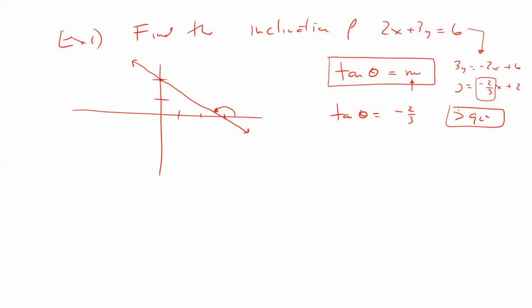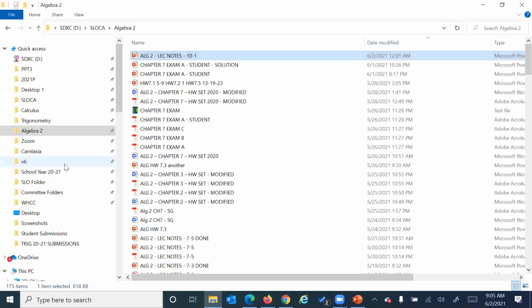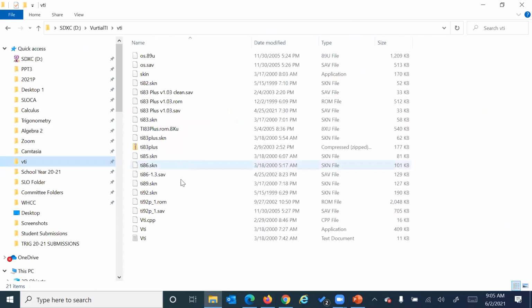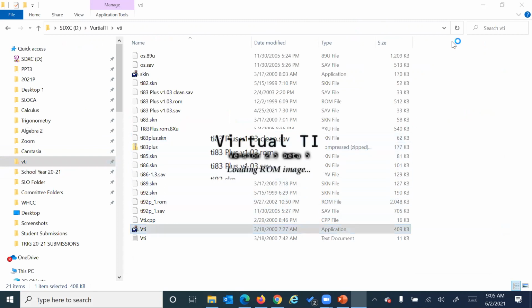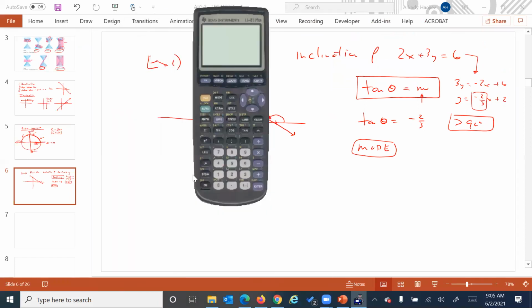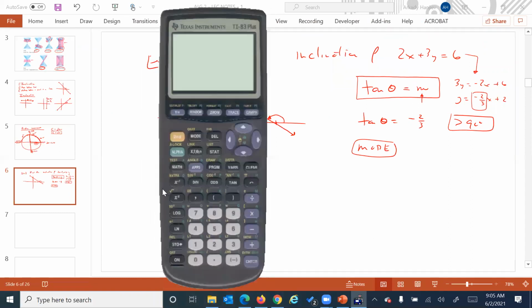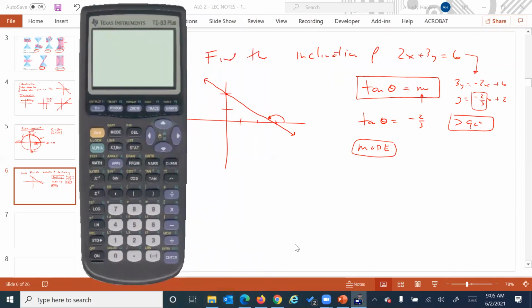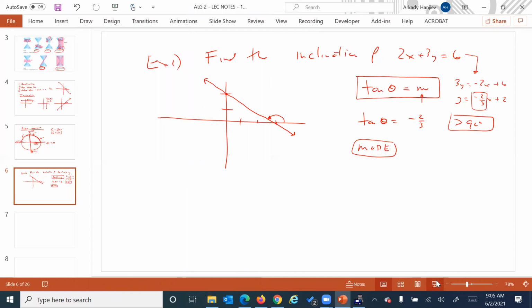How do you do that? Notice on top of your calculator somewhere you should have mode. It's probably one of the first buttons across the top. You want to be in degree mode. We'll switch to radians in just a bit here.